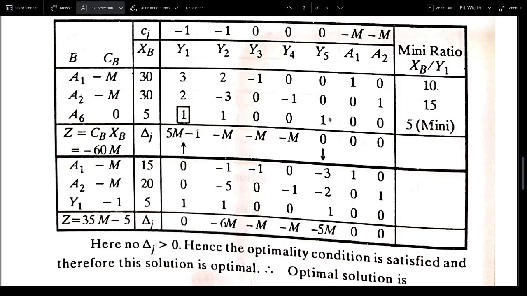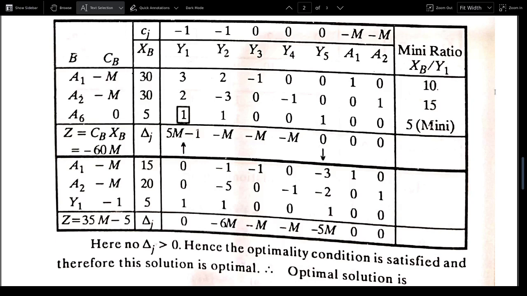A1, A2. This is not A6. This is Y5. You see, this one will be Y5, not A6. You will correct this one. Y5. Y5 in the basic variables A1, A2 and Y5. Right? So here Y5 is the outgoing and the Y5 variable is replaced by Y1.